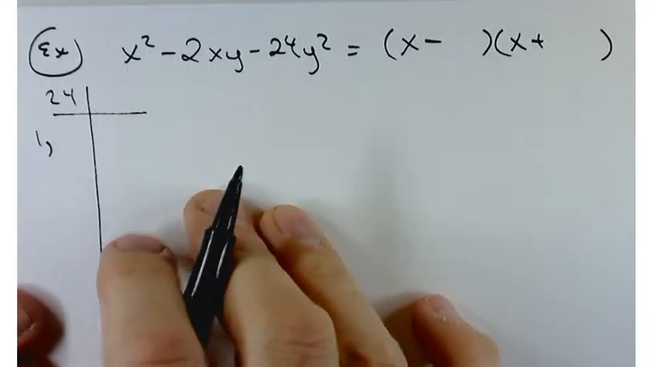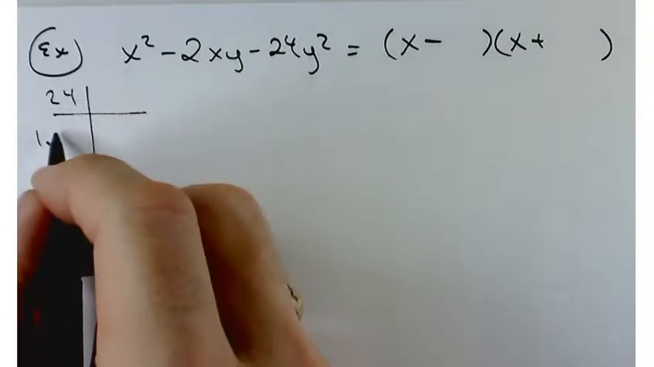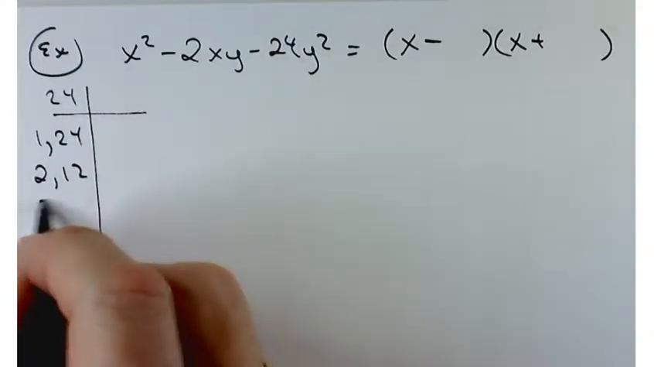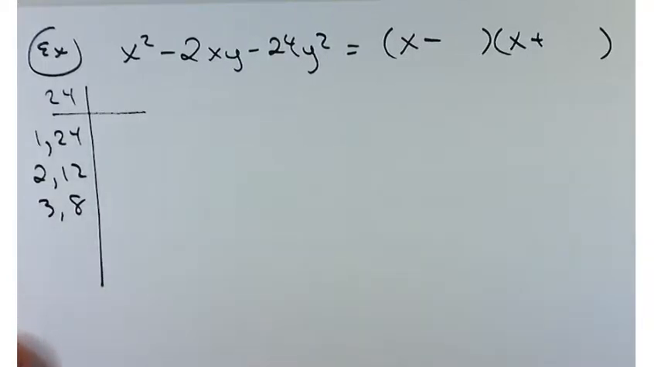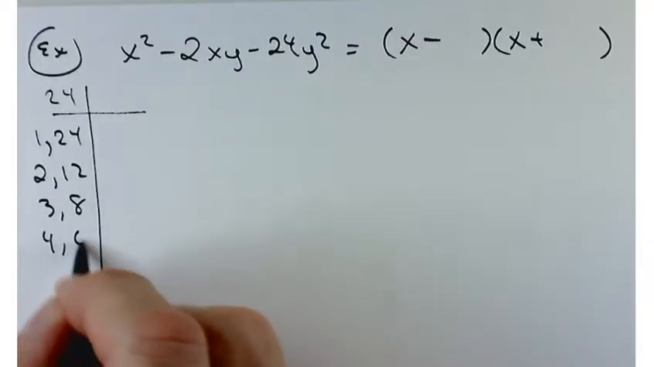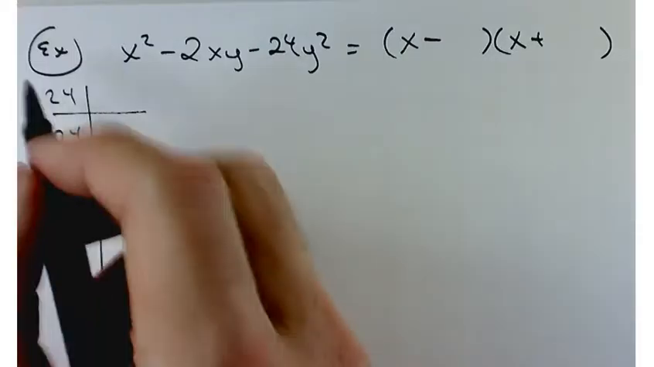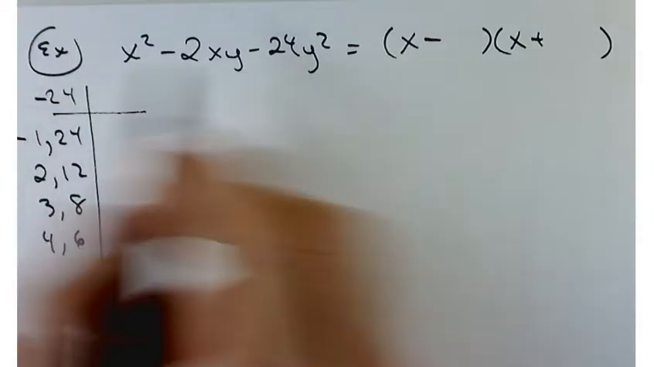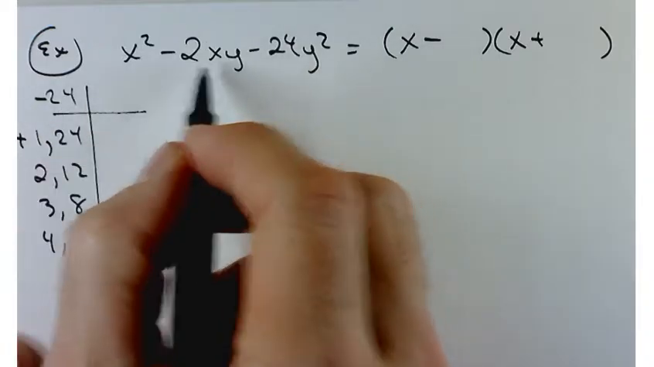So let's think here. They're going to multiply. Let's start with the 24. So there's 1 and 24. 2 goes in there 12 times. 3 goes in there 8 times. 4 goes in there 6 times. Now one of these has to be negative. In fact, the larger of these has to be negative.